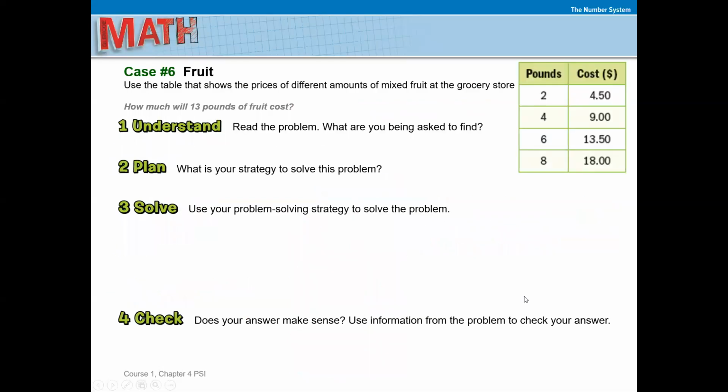Case number 6, fruit. Use the table that shows the prices of different amounts of mixed fruit at the grocery store. So I can get 2 pounds of mixed fruit for $4.50, 4 pounds for $9. How much will 13 pounds of fruit cost? Well, it tells me 2, 4, 6, and 8, but not 13. How much will 13 pounds of fruit cost? That's what I'm being asked to find.